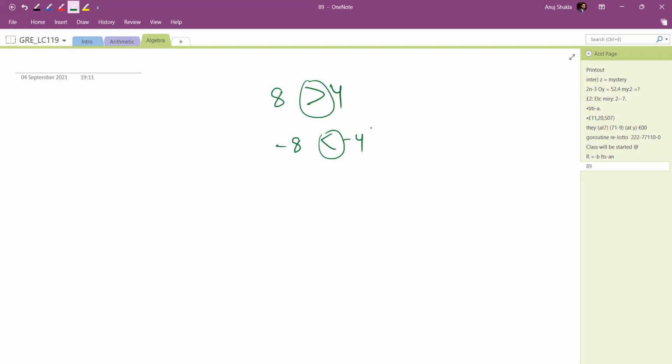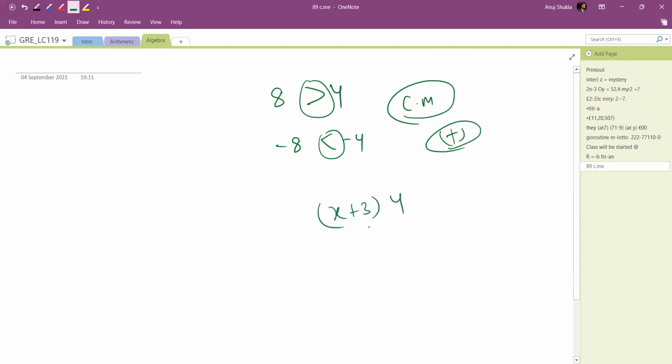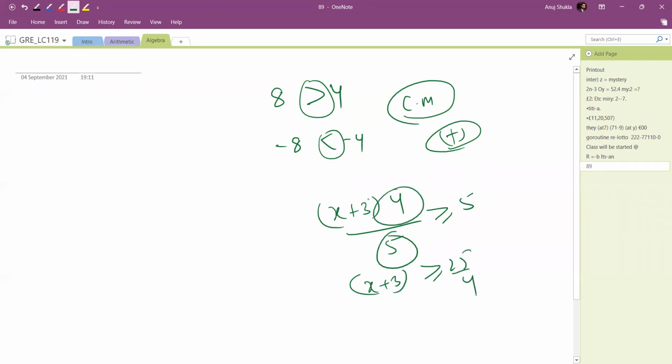That is the reason we don't do the cross multiplication in equation. We can do the cross multiplication when we are sure that all the terms we are cross multiplying are positive. Suppose this is given: x plus 3 into 4 divided by 5 is greater than 5, something like this. Then you can do the cross multiplication of 5 and 4, so it will become 25 by 4. You cannot do the cross multiplication of x plus 3. Why? x plus 3 could be 0, could be positive, could be negative. You can do cross multiplication only for positive terms.